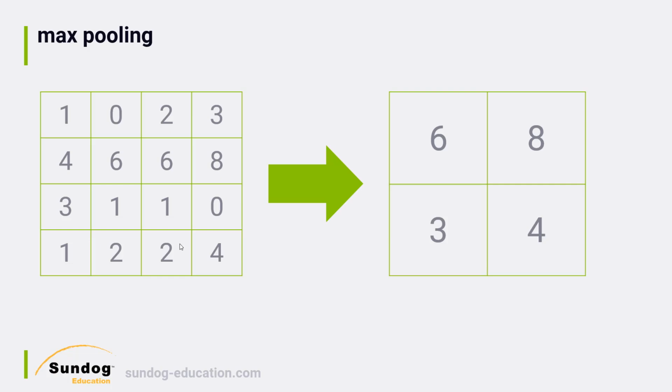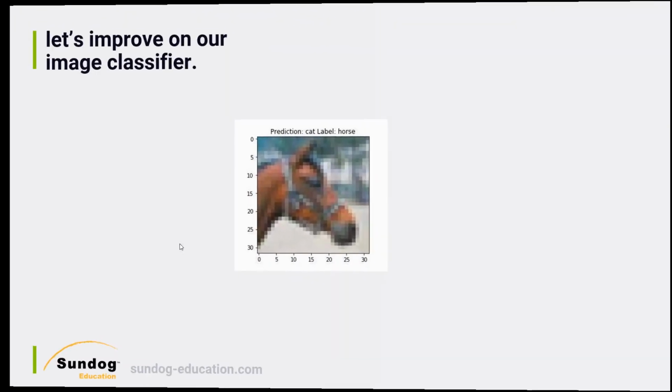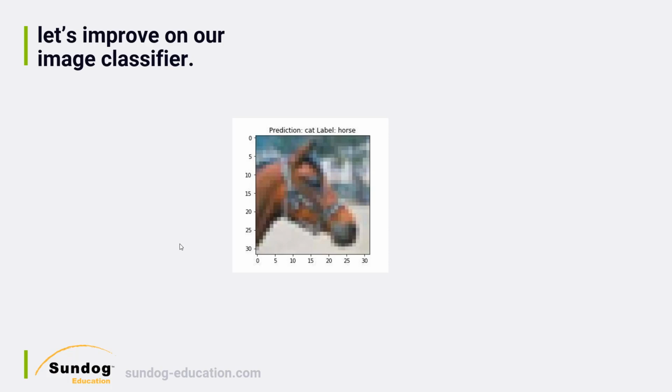And in Keras, it's very easy to add a max pooling layer. It's just like any other layer. You just say max pooling 2D with the kernel size you want, and it just does it. So let's actually dive in and try to improve our image classifier by using max pooling and see if we can make it run faster without giving up any accuracy in the process.